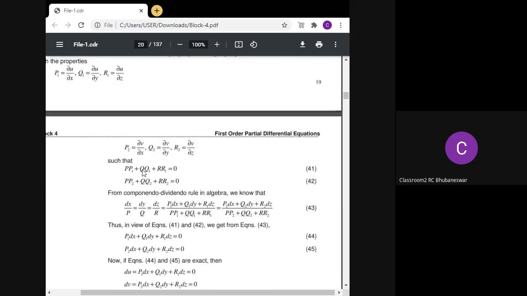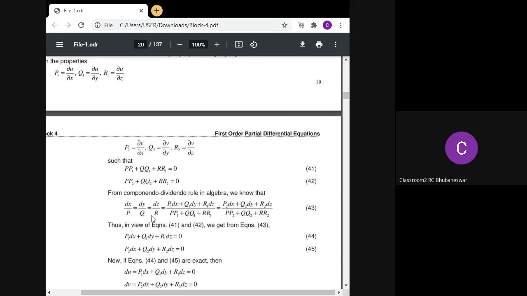That means P into P1 plus Q into Q1 plus R into R1 must be equal to 0. And similarly, P into P2 plus Q into Q2 plus R into R2 equals 0. If these two conditions, equations 41 and 42, are satisfied, then yes, we can use these functions P1, Q1, R1 and P2, Q2, R2 as multipliers to solve the given system of differential equations. So now the given relation in the form of dx by P, dy by Q, and dz by R has already been given.